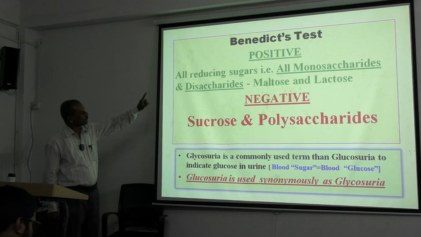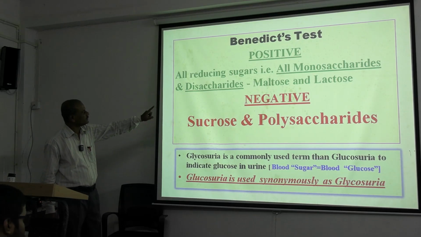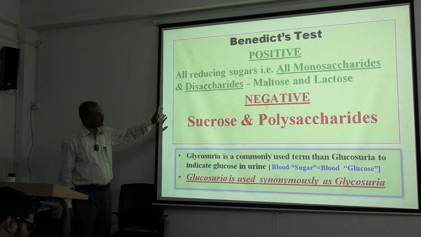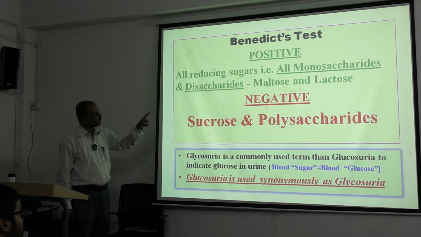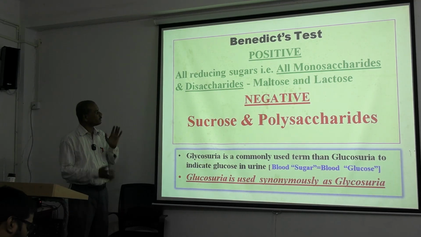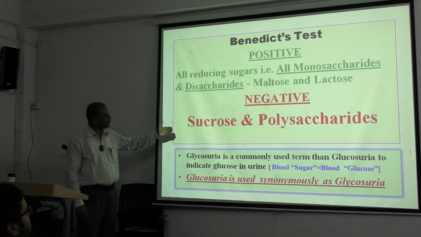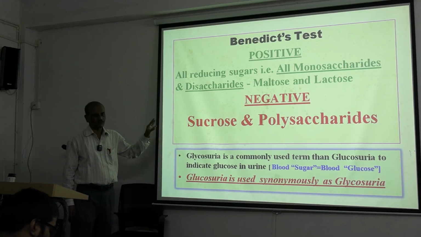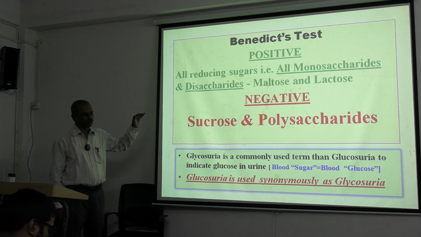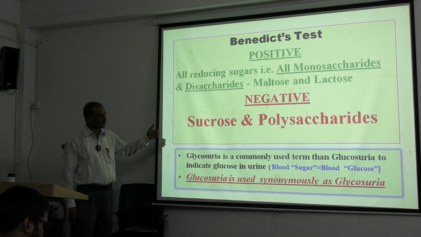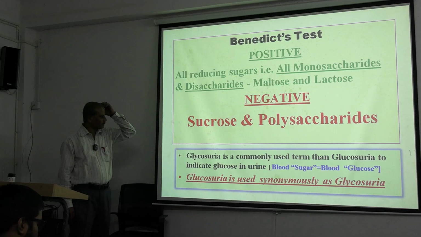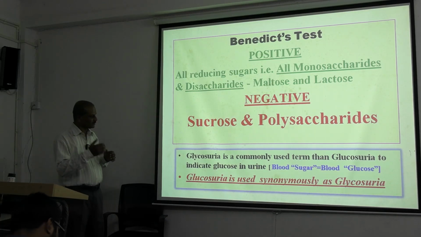Benedict test is positive for all monosaccharides, and there are only 2 disaccharides, I have repeatedly told, maltose or lactose, that give a positive test, not sucrose. It is negative for sucrose and polysaccharides. This you will also see today, as this has been included as part of your practical at the end of that main exercise.